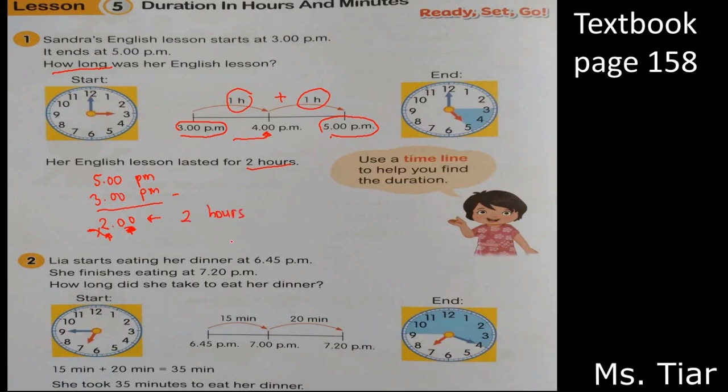Question number 2. Leah starts eating her dinner at 6:45 p.m. She finishes eating at 7:20 p.m. How long did she take to eat her dinner?